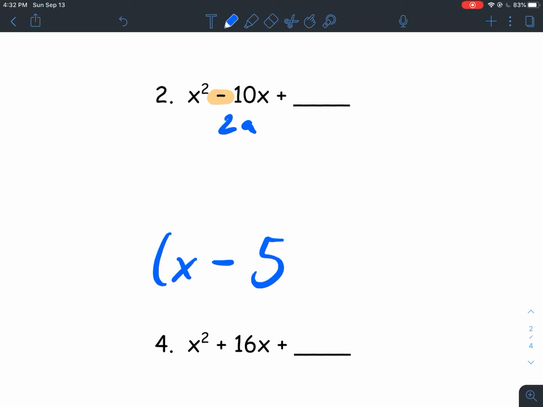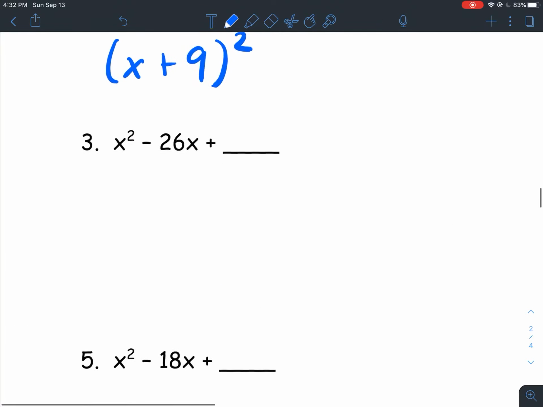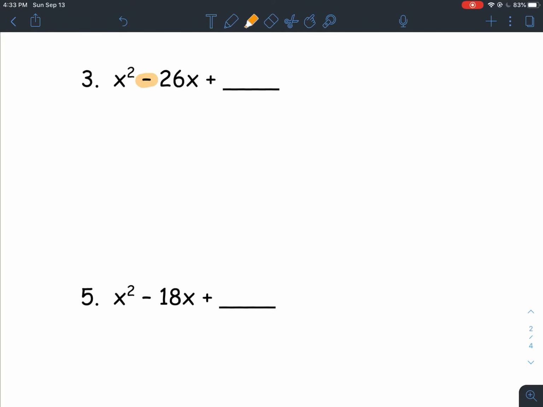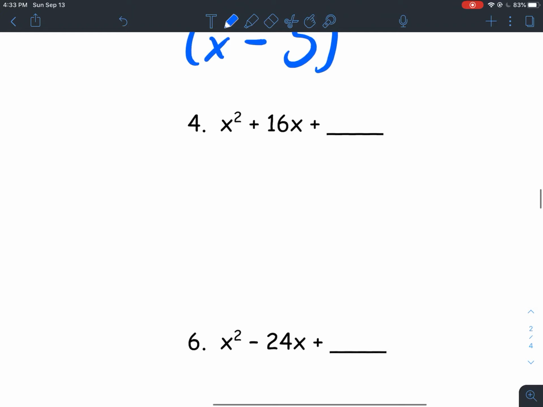We know it's going to be x minus because we got a minus sign. If this is our 2a, that means that a is going to be 5. You square it. Our a squared is going to be 25. We got our minus sign. So we've got x minus something squared. 26 divided by 2 is 13. 13 squared is 169.